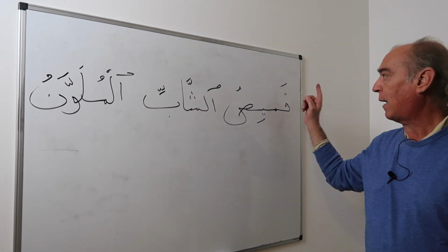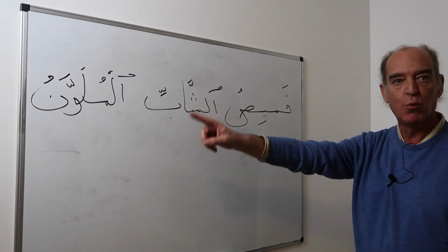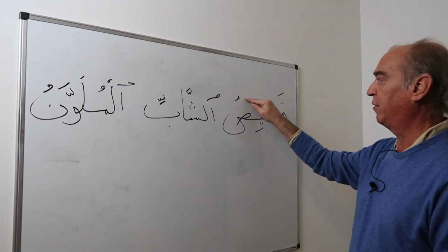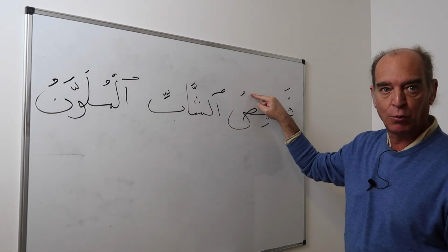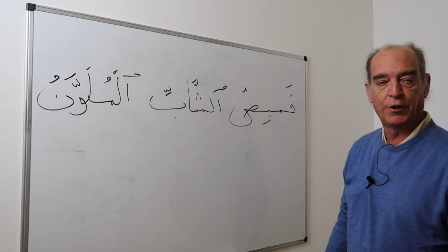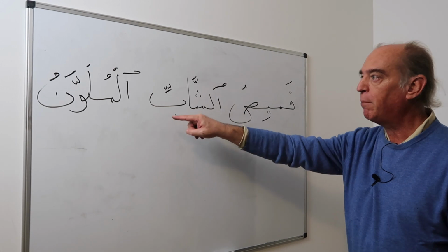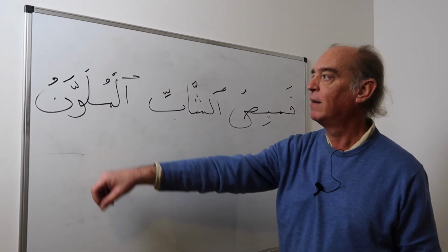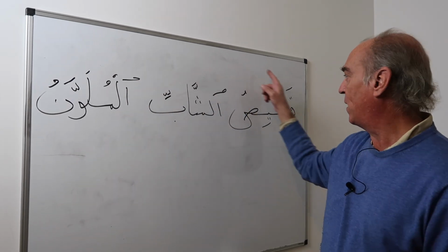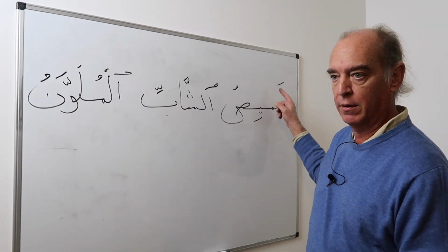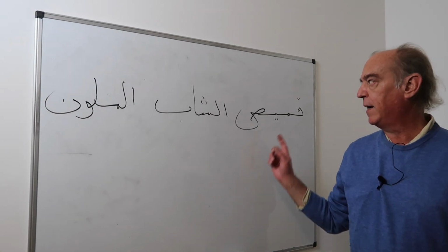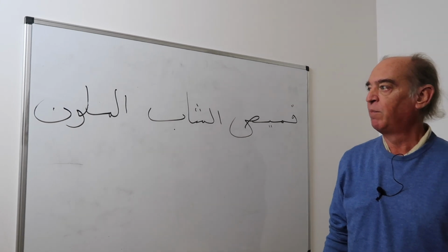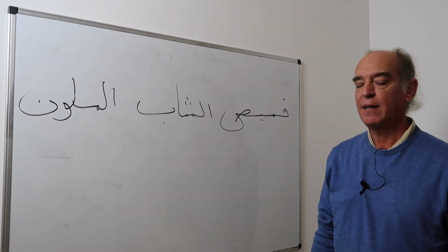I'll say qamisu shabil mulawwanu, and I put it in the nominative because it refers to qamis, al-qamisul mulawwanu, the colorful shirt. Here qamisu shabi al-mulawwanu. So al-mulawwan is in accordance with the first term. This is again qamisu shabi al-mulawwanu, but without vowels. So you have to recognize it.